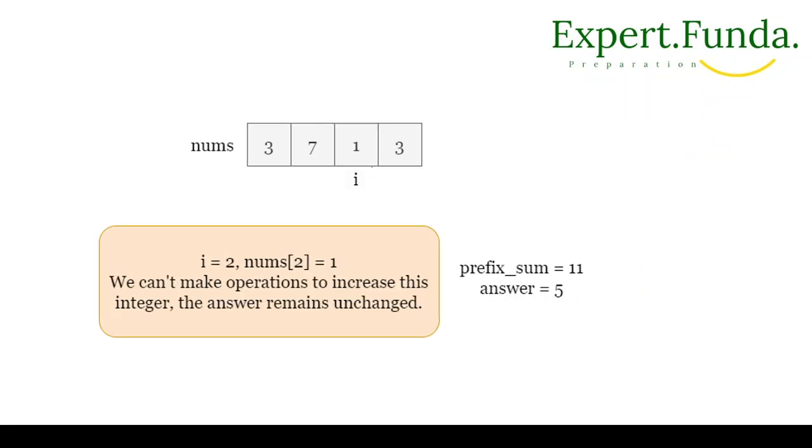Now we will reach this position, i equal to 2, so nums[i] is equal to 1. Then we can't make any operation to increase the answer, because the answer remains unchanged. So we will update our prefix sum, but the answer is still 5.